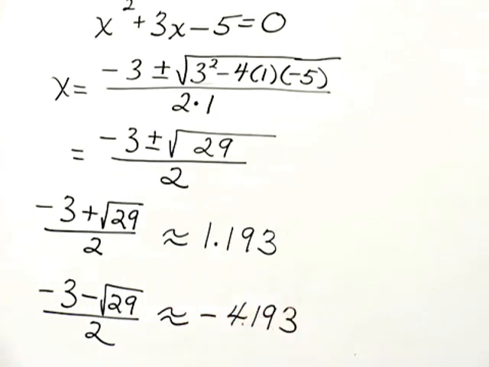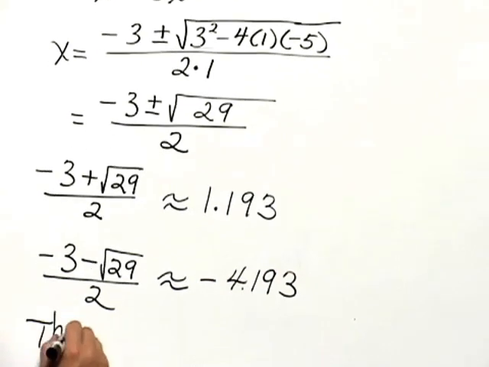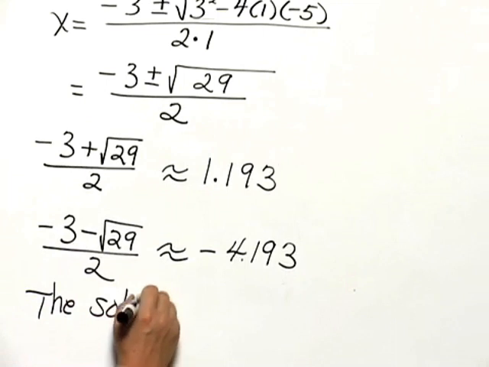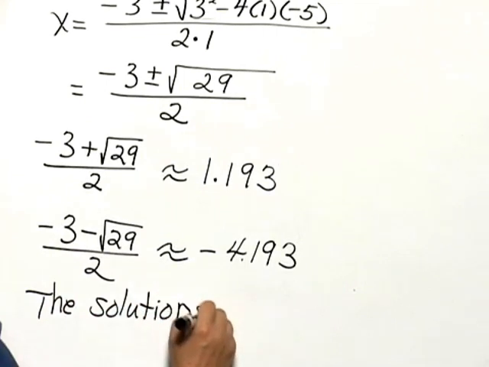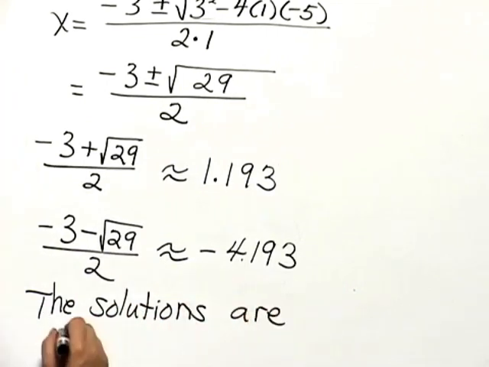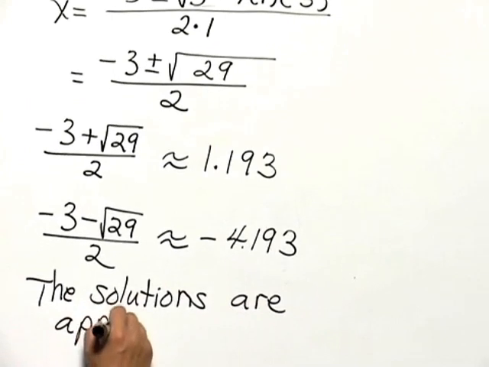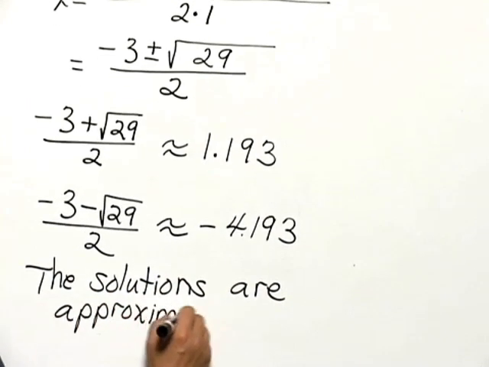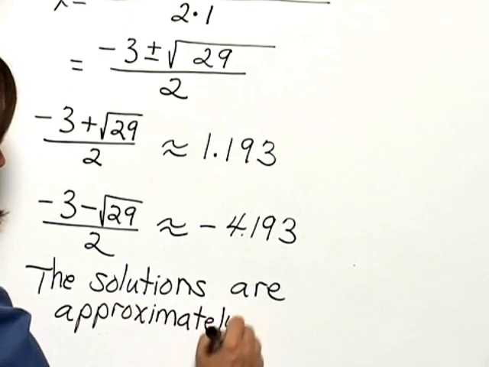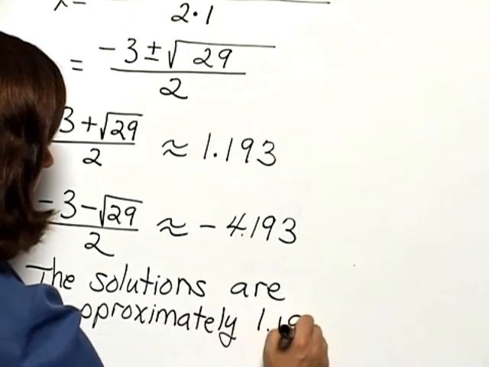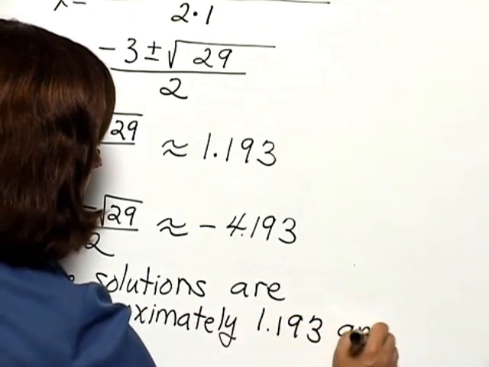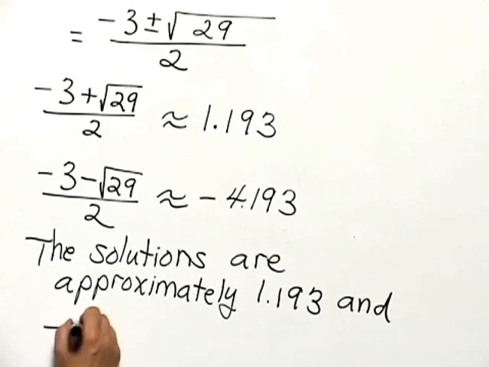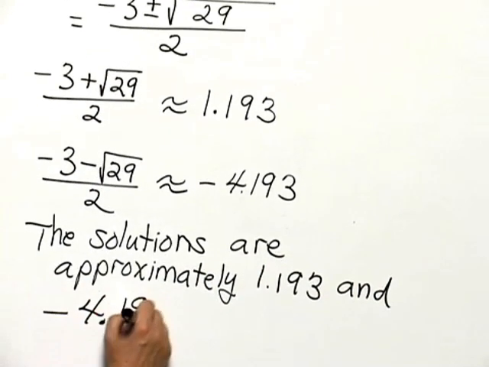-4.193. So, rounding to 3 decimal places, the solutions are approximately, and they aren't exact because we rounded, 1.193 and -4.193.